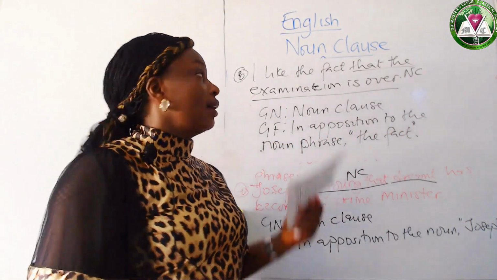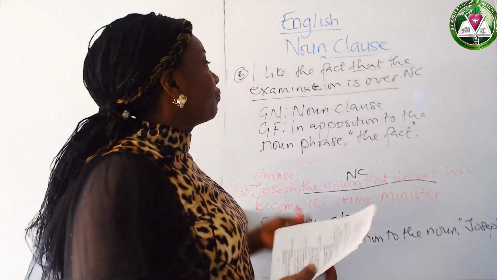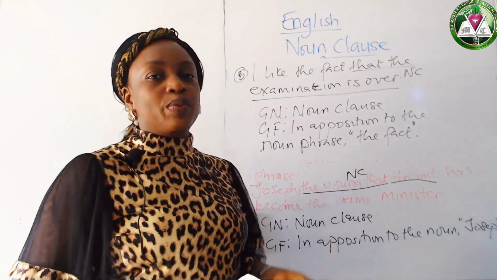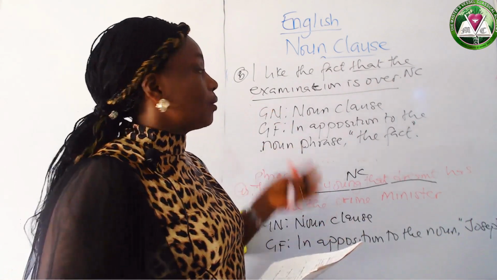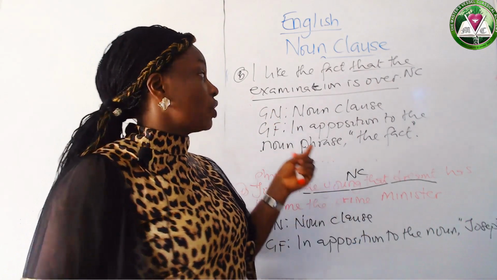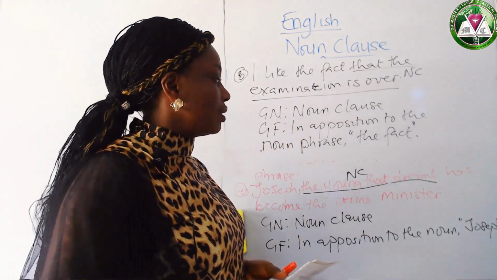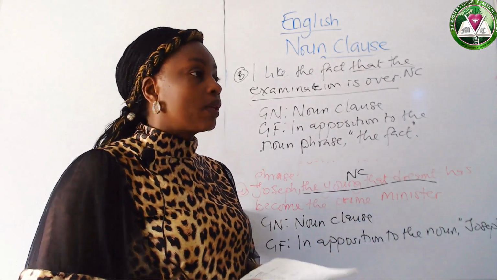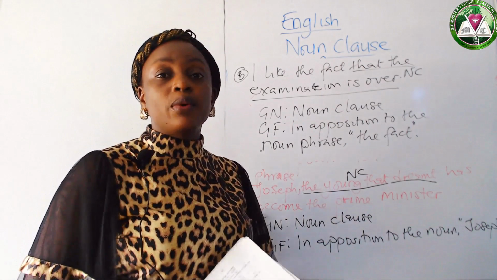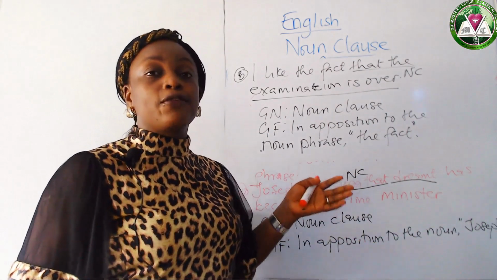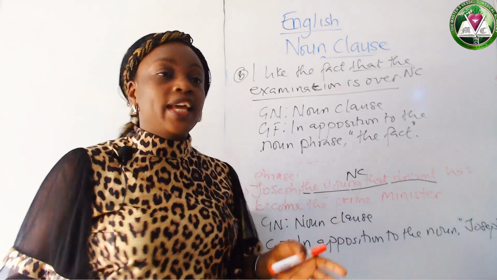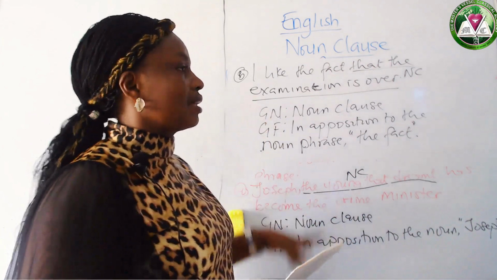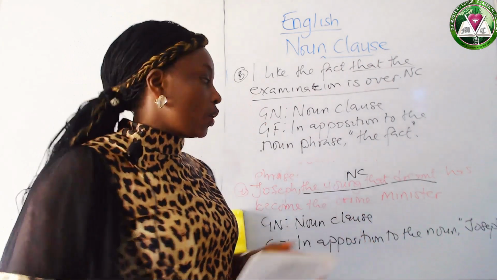Like I said, the noun clause is a group of words with a finite verb. You can see in all the examples given, there must be a finite verb. So that performs the same grammatical functions as nouns or noun phrases. Like you see: subject of the verb, subject complement, object of the verb, object complement. Then we have object of a preposition, and in opposition to a noun or a noun phrase. So these are the basic grammatical functions of a noun clause.